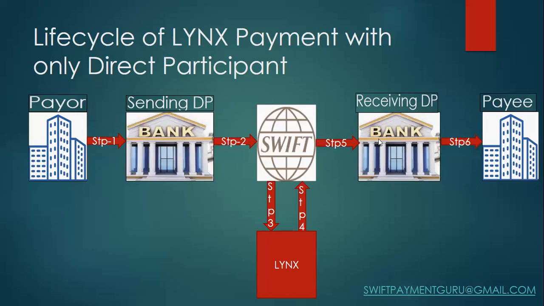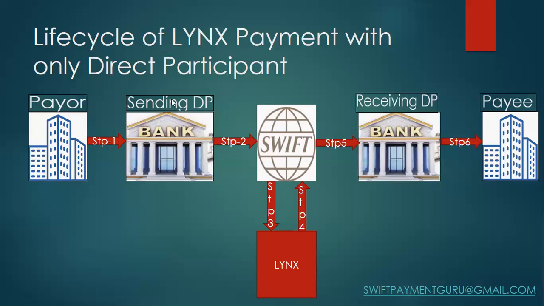Now, step number 5 is that the receiving direct participant, on receiving this credit advice, will also receive the message which has this information. I mean, the customer credit transfer message, which Swift will be sending out anyway to the receiving direct participant, saying that it has to be paid to the payee, and all that information would be available like a normal MT103. Then the receiving direct participant will do their validation, and then credit the payee's account.